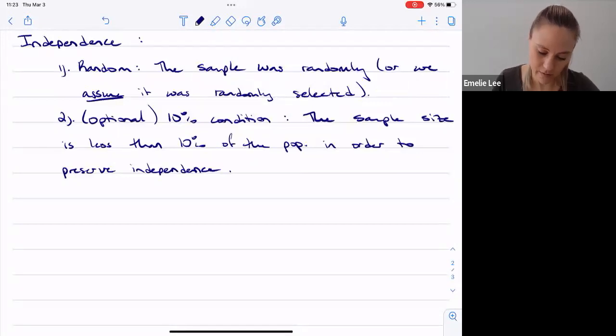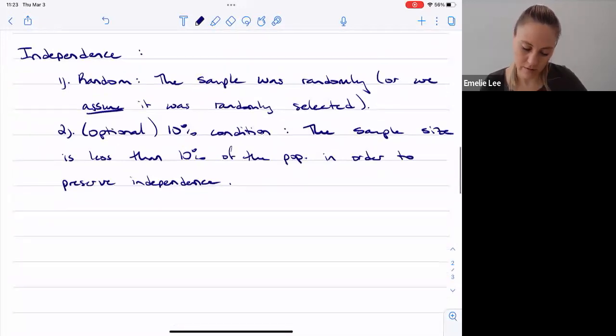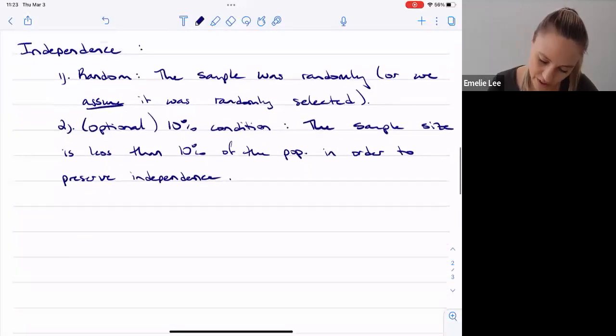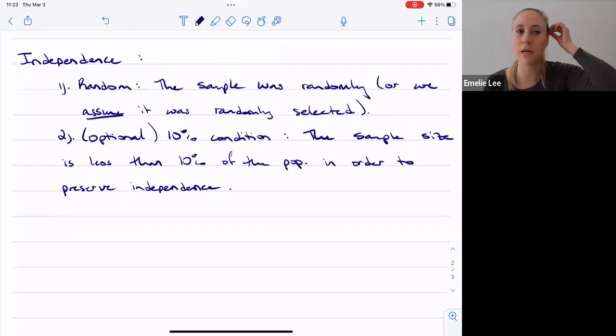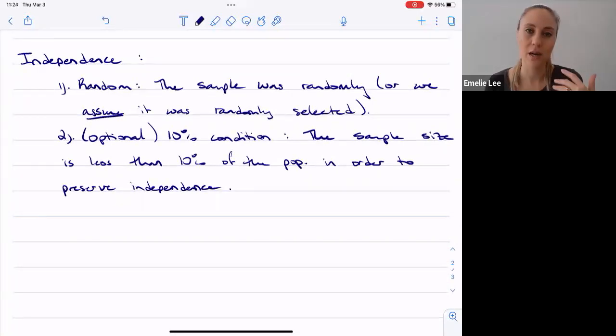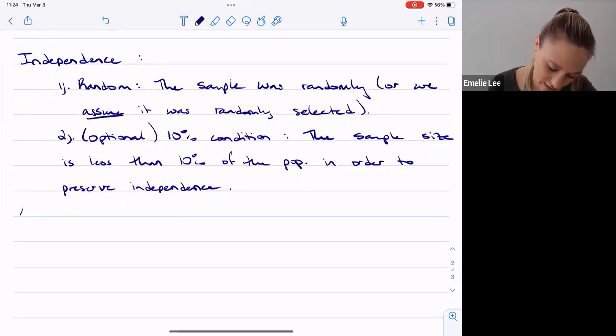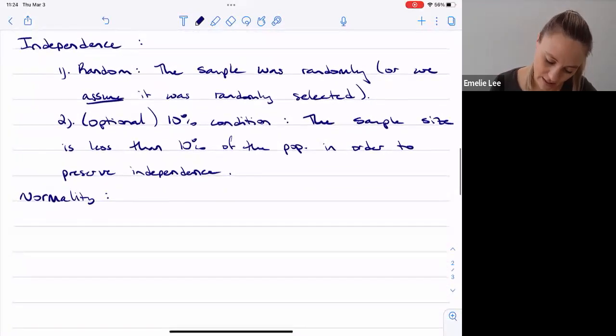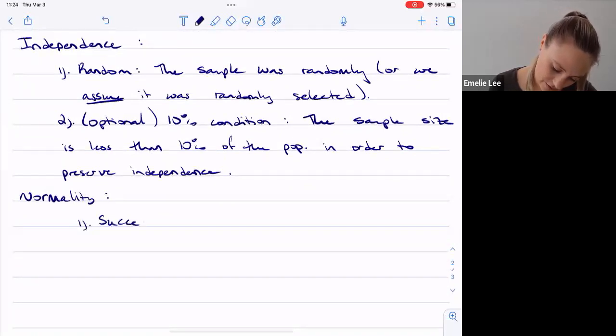So that one's optional, but it's important. There's kind of two categories. There's the independence condition, which is basically just making sure that we have a random sample. And then there's the normality condition, which we've seen before. Well, we saw it last day too. But the normality condition, we have to check the success failure condition.